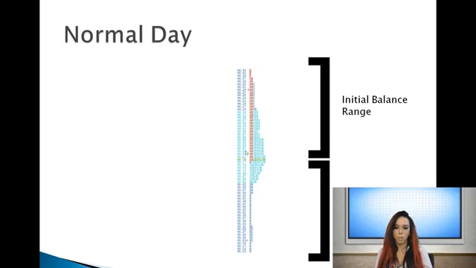If you have the initial balance range and then the price starts to extend it, when you see this happening, a normal day is defined by the price movement traversing downwards by the range that was established during the initial balance. So it's an equal extension of the range by one time. Okay?